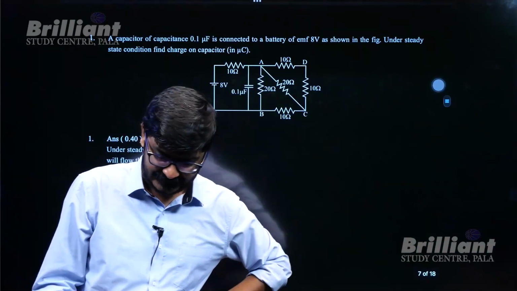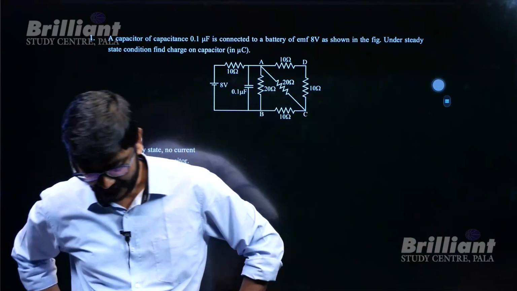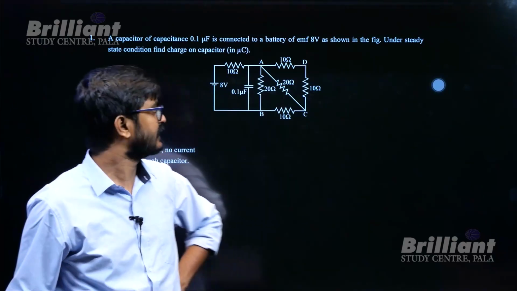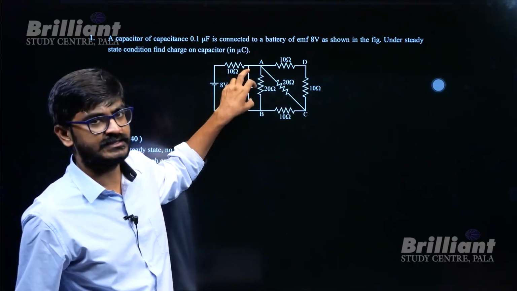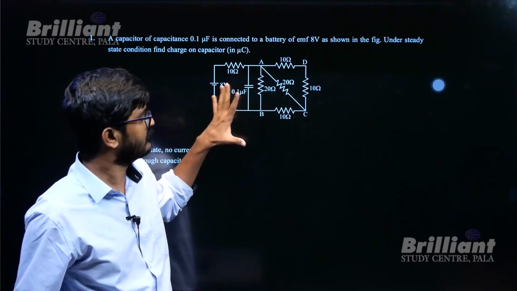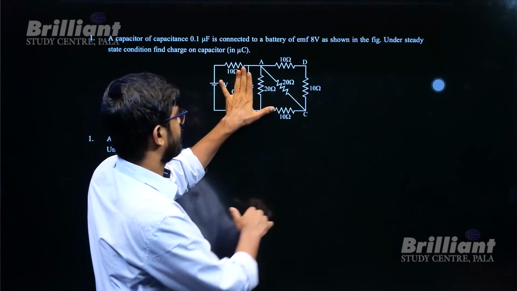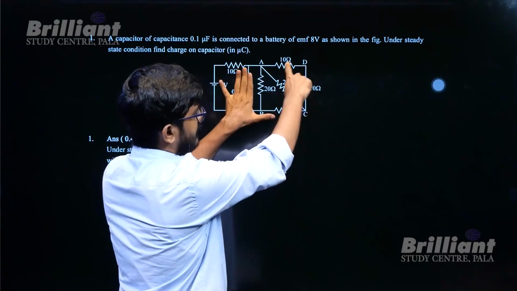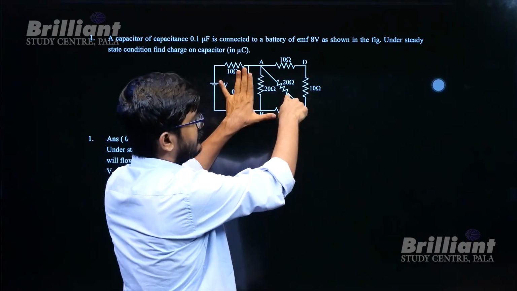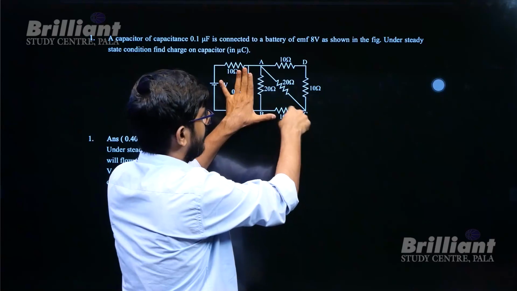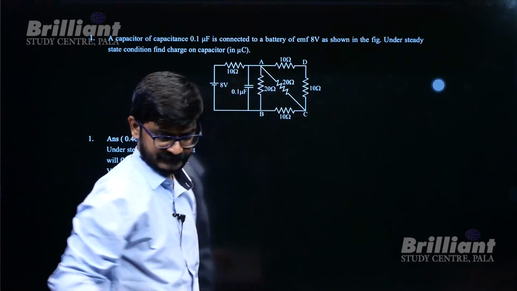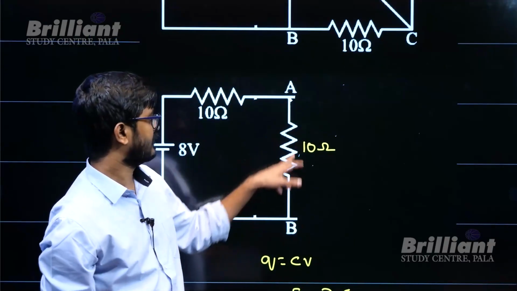A capacitor of some capacitance is connected to a battery of EMF 8 volt under steady state condition. Find the charge. Under steady state condition, it will be fully charged and behave like an open circuit. Once it behaves like an open circuit, you can see what is happening here. The equivalent resistance: 10 plus 10 is 20, and 20 in parallel with 20 gives 10. Equivalent resistance of this part is 10, and of that part is also 10.